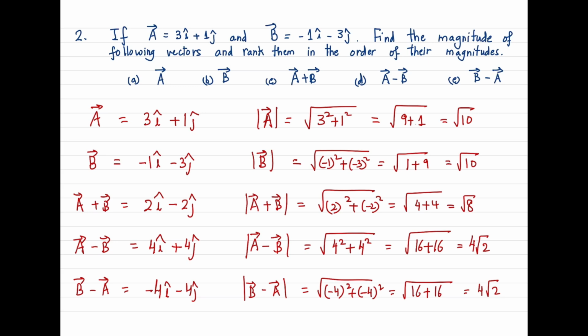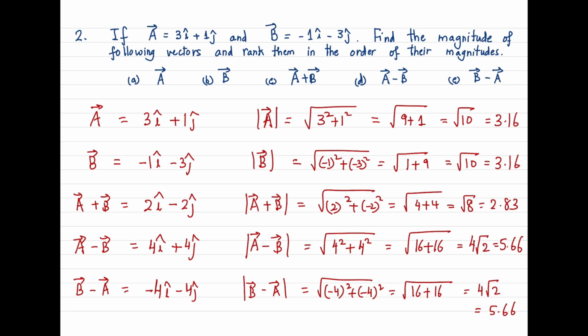Okay, now let's just use a calculator to find the root of each of these numbers. Root of 10 gives me 3.16. So let's just write that, 3.16. Again, this will be 3.16. Root of 8 is 2.83. And 4 root 2 will give us 5.656. So we can write that as 5.66. And this is also 5.66.